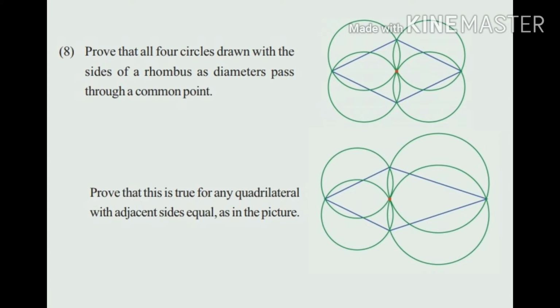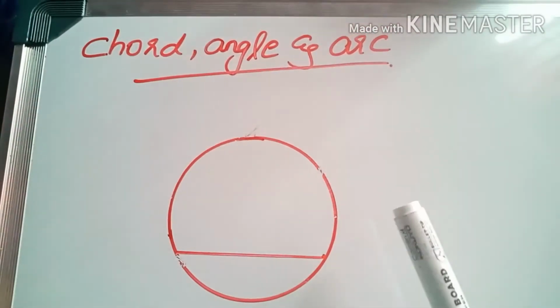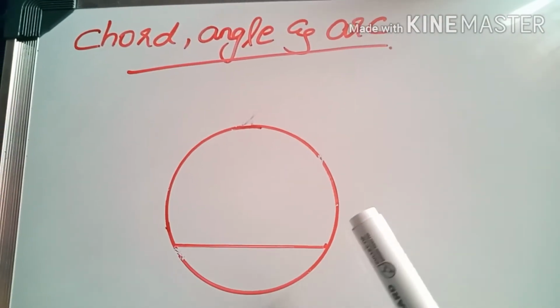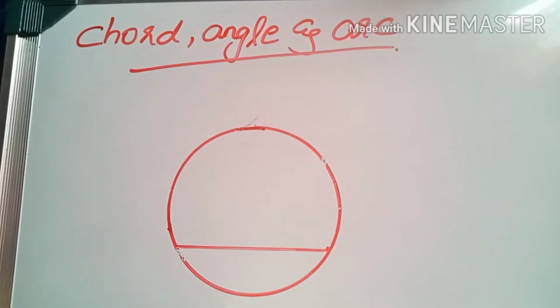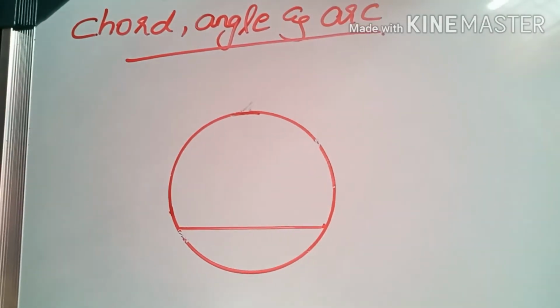Each side's midpoint you have to take as the center of the circle. Our next subheading is chord, angle and arc. In the previous section we considered diameter as a chord. Diameter is also a chord. Now in this section we are going to consider a chord other than the diameter.